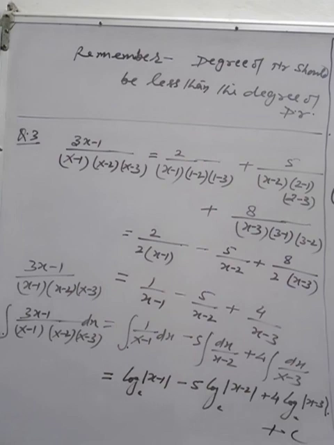On the right side there are 3 parts. First part 1 upon (x minus 1), then in the second, 5 you can write outside the integral sign, then dx upon (x minus 2), and in the third, 4 you can take out of the integral sign, dx upon (x minus 3). So 1 by x you can integrate. 1 by x integrates to log x. So the integral of the first part is log of (x minus 1). The second part is minus 5 times log of (x minus 2), and 4 times log of (x minus 3), plus the integral constant c.